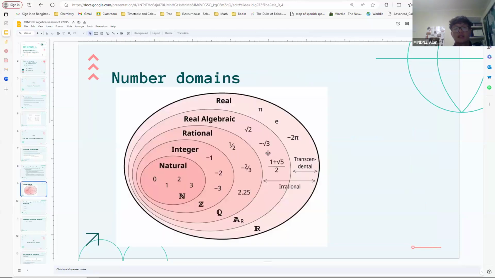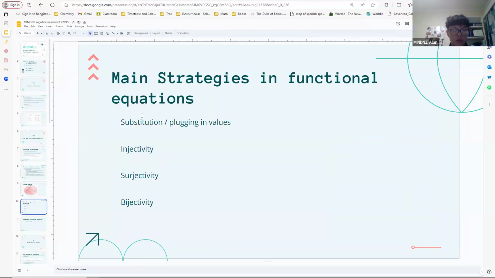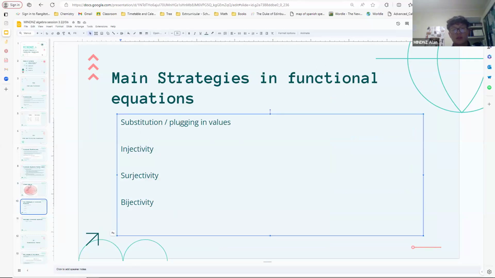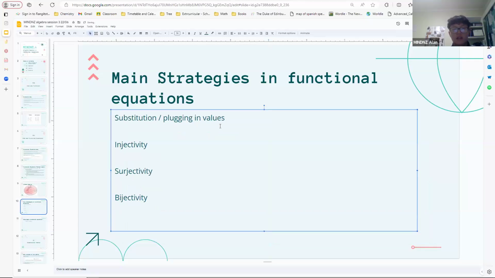This is basically a small diagram that shows us the number domains. It's natural, integer, rational, real algebraic, and real. There are basically four main strategies in functional equations, and most functional equations use at least two or three of them. They are substitution by plugging in values, injectivity, surjectivity, and bijectivity.